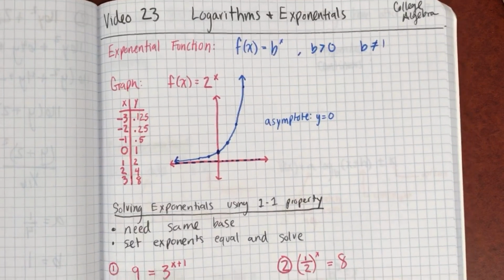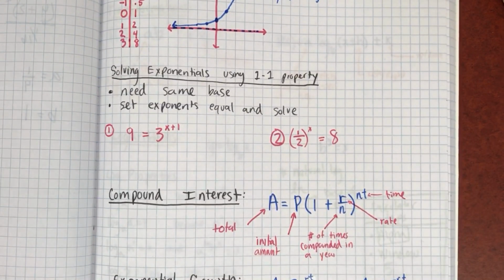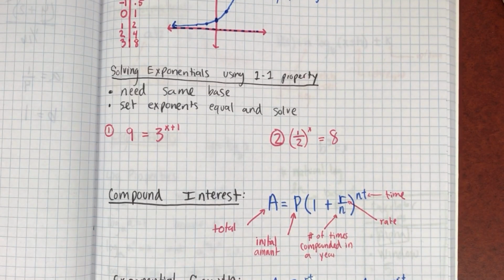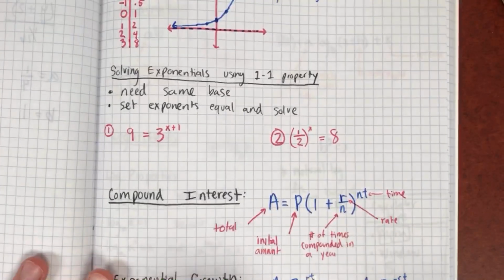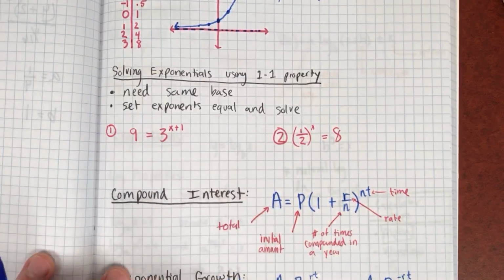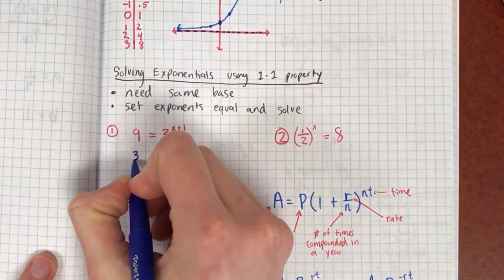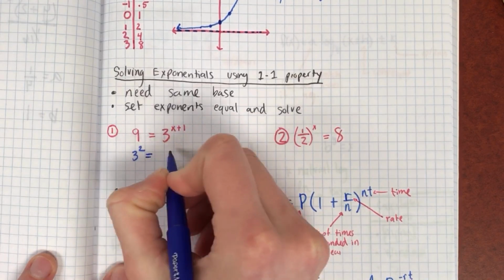All right, now solving exponentials, we can solve this using the one-to-one property. So first of all, we need to have the same base, and then we can set our exponents equal and we can solve. So for this, I've got a 9 and a 3. Now clearly those aren't the same base, but I can rewrite 9 as 3 squared.